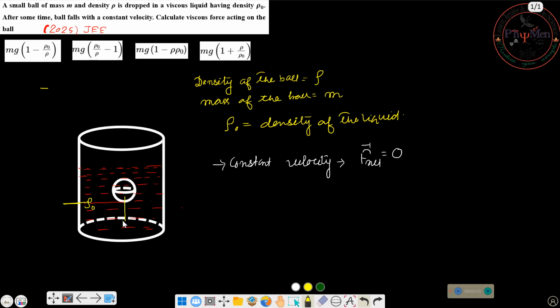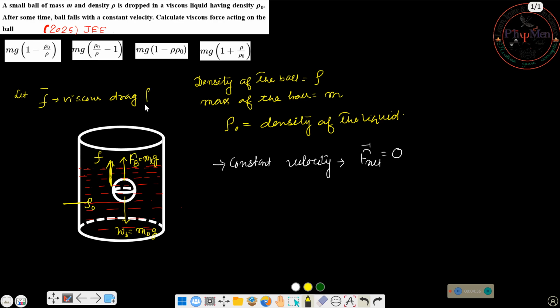In the downward direction there will be the weight of the ball, that will be mg, mass of the ball into g. What will be upward? Upward there will be the buoyancy force, right? Buoyancy force is equal to the mass of the liquid displaced into g. At the same time, it will have a viscous drag force which will oppose the motion of the ball. The motion of the ball is downward, so the viscous drag force will be upward. Let f be the viscous drag force which we need to calculate.